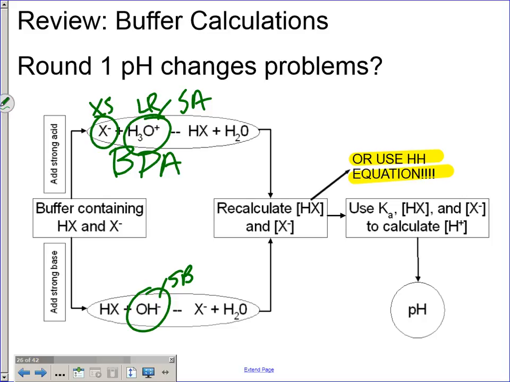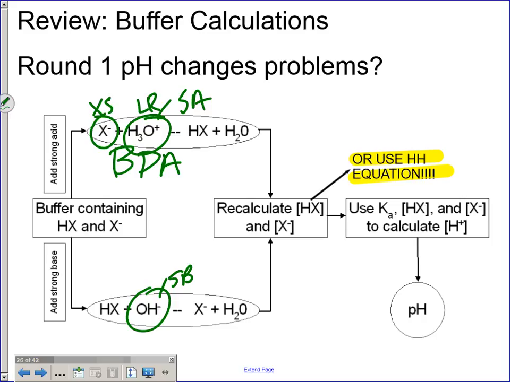Say again? Well, you'll have an excess amount of this, for example, this conjugate base. Strong acid added was your LR, and this was already a buffer, right? What's left over at the end? Say again? The buffer, right? So you just have to find the pH of the buffer after strong acid has negated some of the conjugate base moles, or used up some of the conjugate base moles.